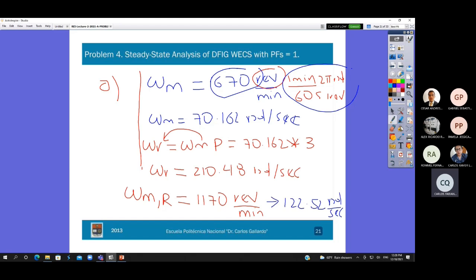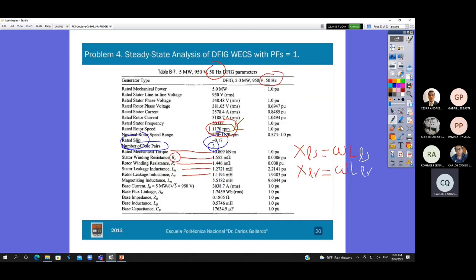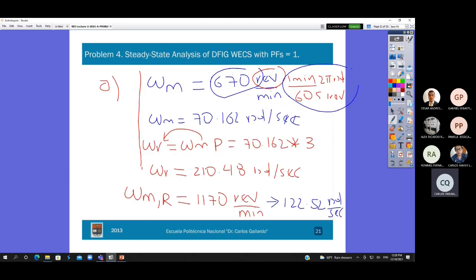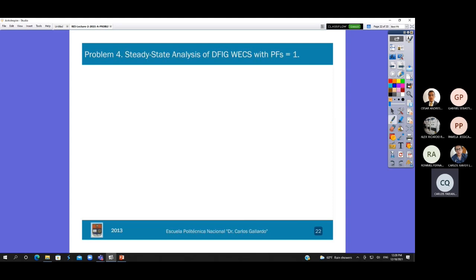On the other hand, the frequency of operation is 50 Hertz. Therefore, I am able to compute the stator frequency. The stator frequency by definition is equal to 2 times pi times the frequency of operation, so it's equal to 100 pi. Because the frequency is 50, I will have 314.16 radians per second.